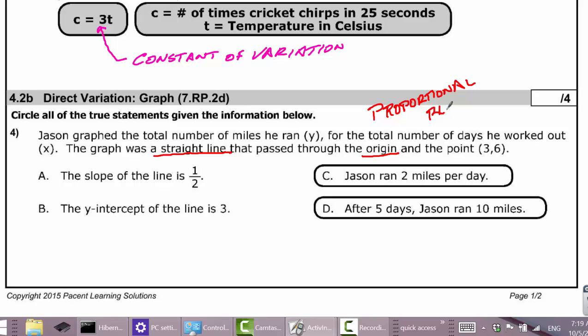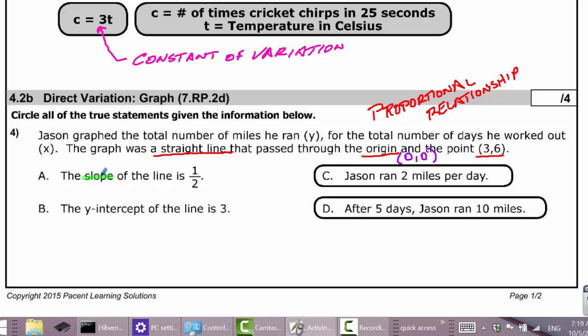So we've talked before about proportional relationships. They vary directly, so as you change one thing, there's a consistent change in the second thing. And the third piece of information here is the point 3, 6. Remember, when you see origin, we're talking about the point 0, 0. So now we're ready to go in and start answering the questions. What we're asked to do in this problem is decide which of these statements is true, which of these statements is false.